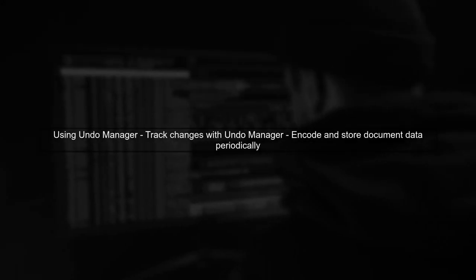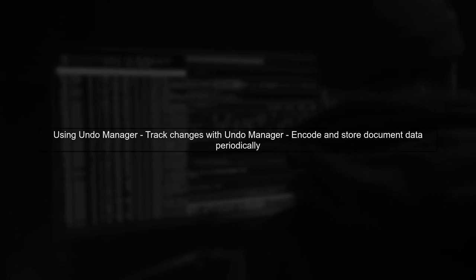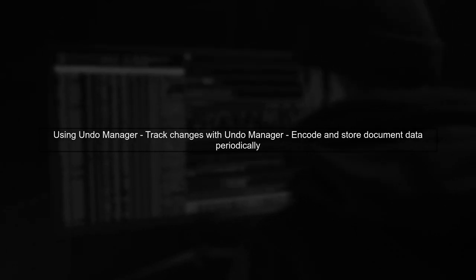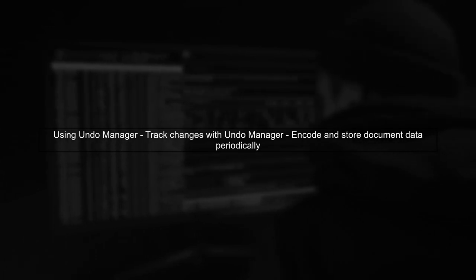However, you can enhance recovery by periodically saving the document state using the save(to:for:completionHandler:) method. Additionally, using an UndoManager can help track changes. You can periodically encode and store the document's data and UndoManager state, which can be useful for restoring the document to a previous state.